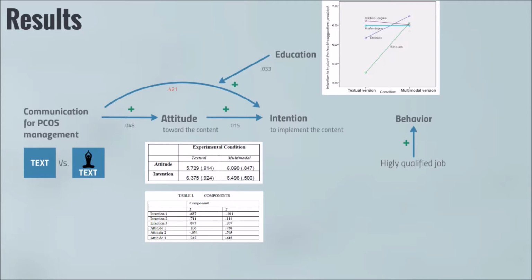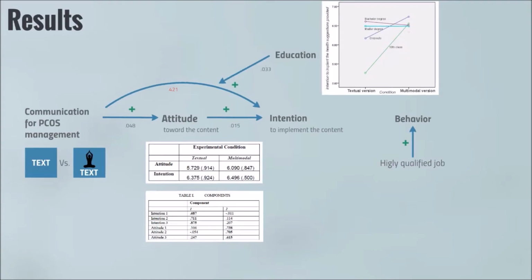Regardless of their educational level, of age, and any other factor, women with highly qualified jobs were implementing a significantly higher number of health suggestions provided. Women who were unemployed or had very simple jobs, even if highly educated, implemented more health practices when exposed to a multimodal format compared to a textual format, but in both cases lower than women with highly qualified jobs.